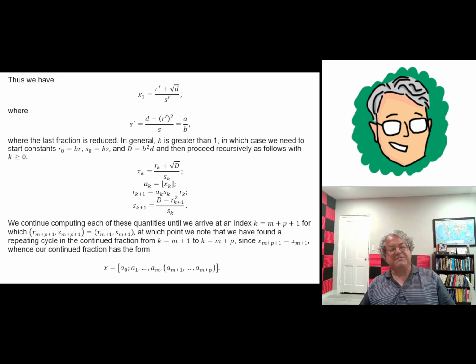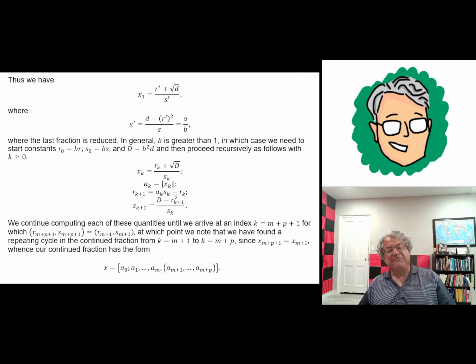So we have s sub k is r sub k plus square root of capital D over s sub k. That's just how we're defining the next real number that we're continuing the continued fraction coefficient of. And so the a sub k is just the floor of that thing.